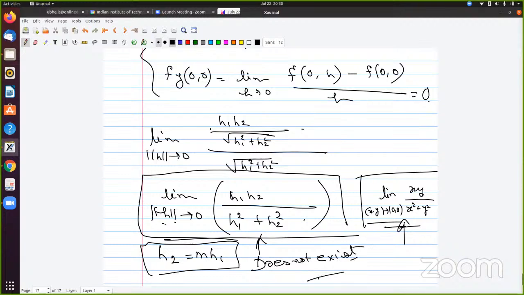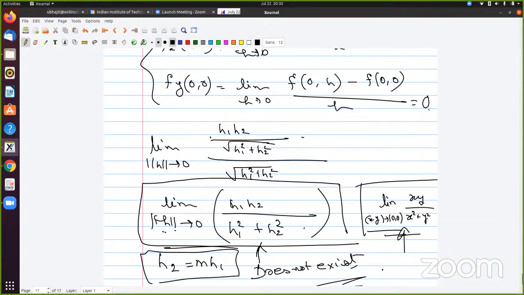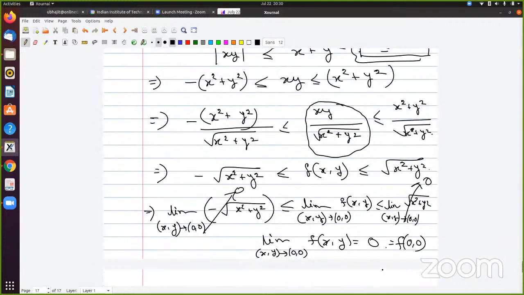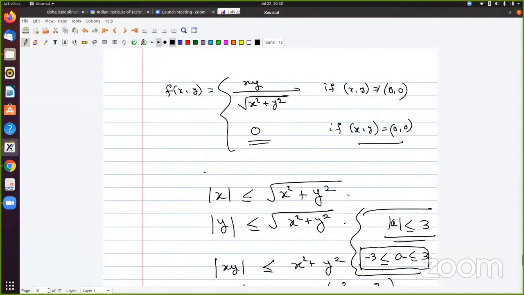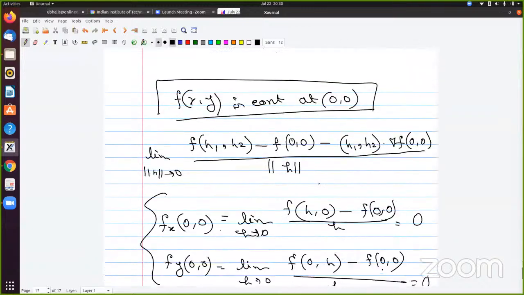Clear? So this is one important example where the function is continuous, but it is not differentiable. Clear? I think this is one problem in your practice assignment. Okay? Any doubt?